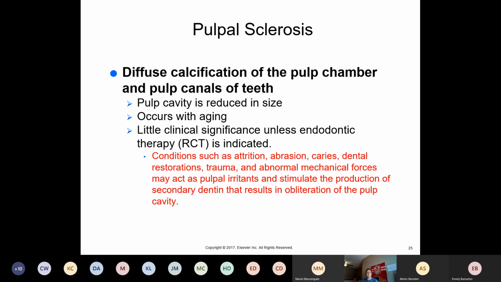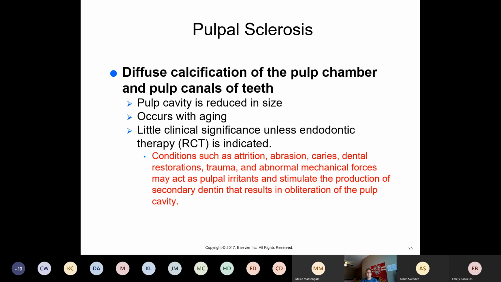Pulpal sclerosis, anything that is sclerosed is kind of hardened or filled in or calcified. So with pulpal sclerosis, we're going to see a diffuse calcification of the pulp chamber where it almost appears like the pulp chamber is getting smaller and smaller and smaller. And we see this with age. If you looked at a tooth from an 18-year-old versus a tooth from someone who's 60, their pulp chambers at 60 are much smaller than the 18-year-old. And that's just normal calcification over time, or sclerosis.